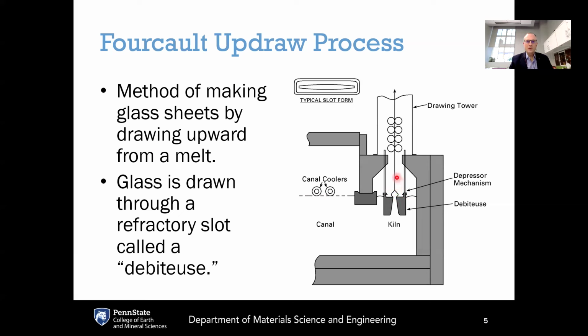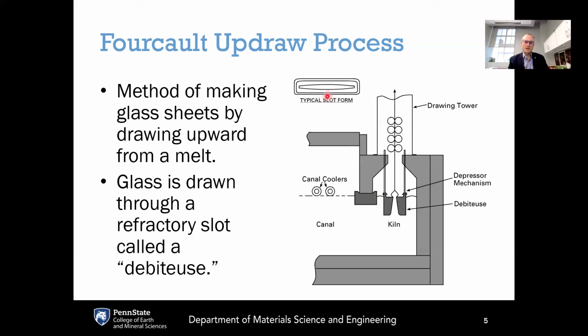The other problem with the Fourcault updraw process is, what if the glass breaks? It's being pulled upward, cooling as it goes upward and going through the glass transition, becoming solid over time. If the glass breaks, it all comes crashing downward onto the process, and it creates a mess, and it's actually very difficult to restart this process up again.